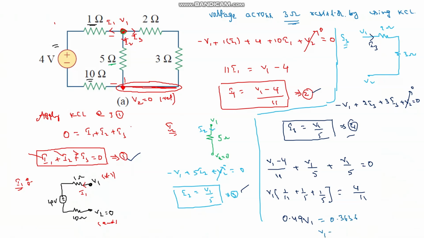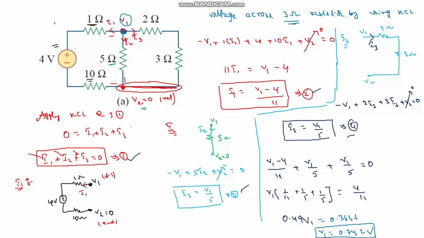Then V1 is nothing but 0.3636 divided by 0.49, which is 0.742 volts. Once again, I checked 11, 5, 5 gives 0.49, and 4 by 11 is 0.3636. Okay, this is the voltage after solving equation number 1. So what is the meaning of V1 here? It is the voltage at junction V1, and the reference voltage is 0.